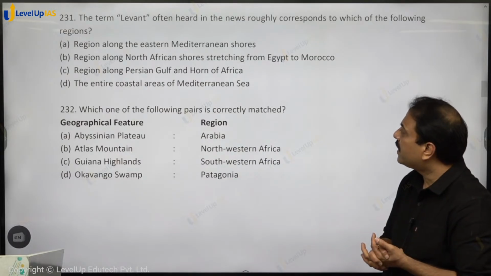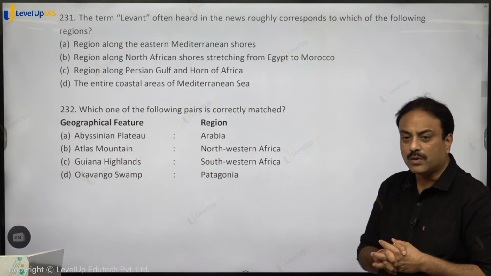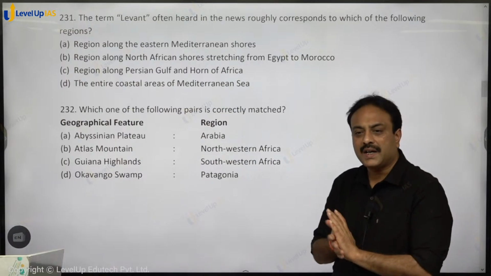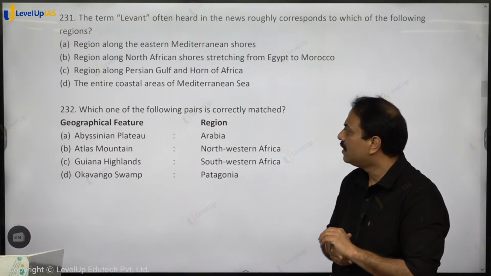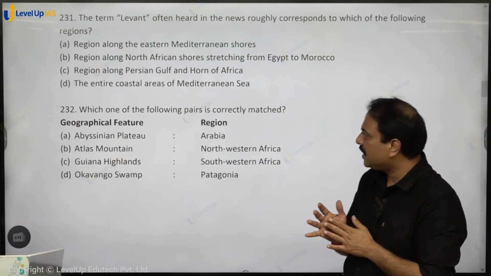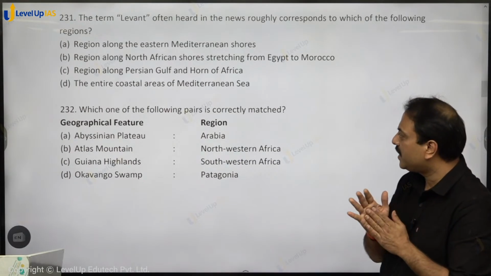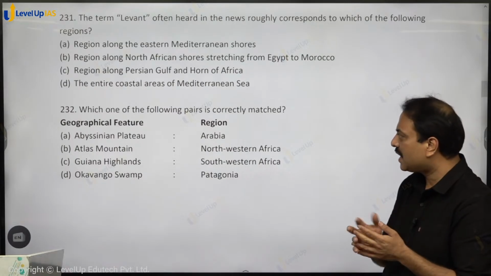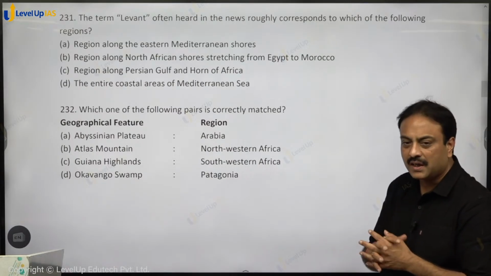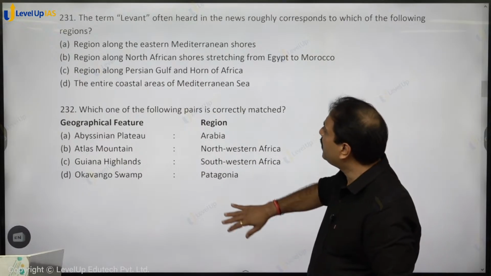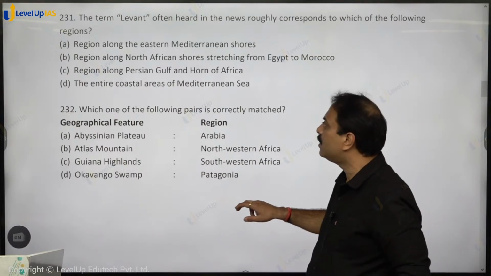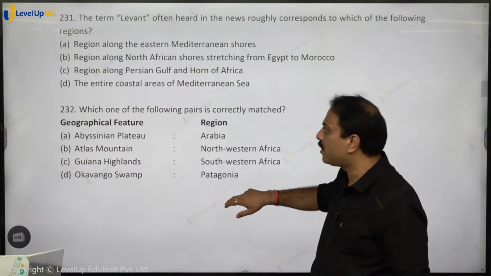Region along North African shores stretching from Egypt to Morocco, they are called Maghreb. The region along Persian Gulf and Horn of Africa, I don't know if they have any specific name. The entire coastal area of Mediterranean is known as Mediterranean coastal. So here the answer will be option A, the region along the eastern Mediterranean shores. Option A for apple is the right answer.